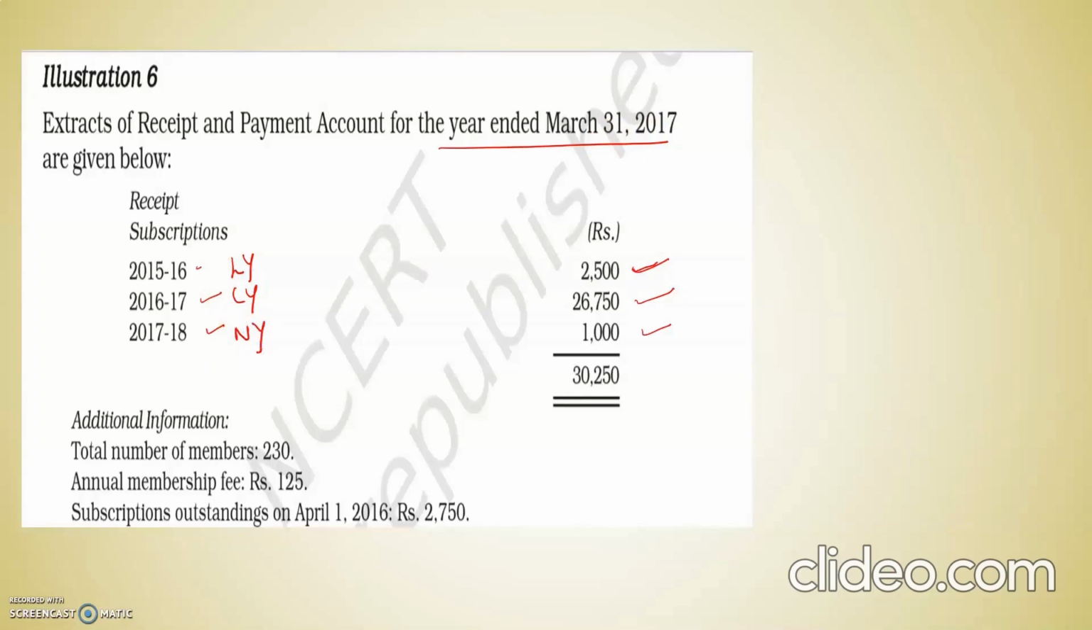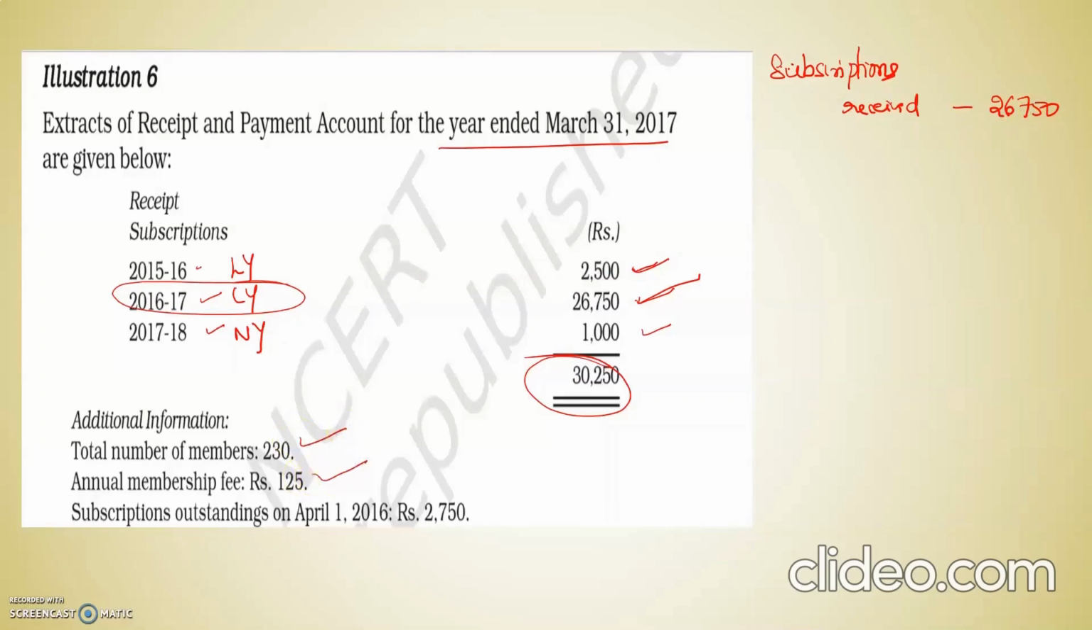We have to identify the amount that goes to income and expenditure account. So income and expenditure account, we need not take this total subscription. Receipt and payment account includes all 3 years' information, but income and expenditure account includes only current year information. So consider current year information. Subscription received: 26,750.